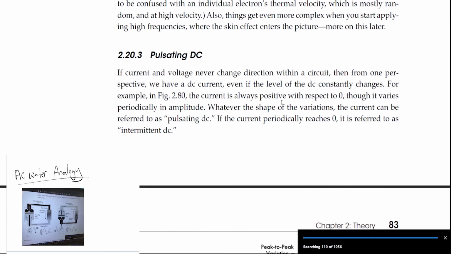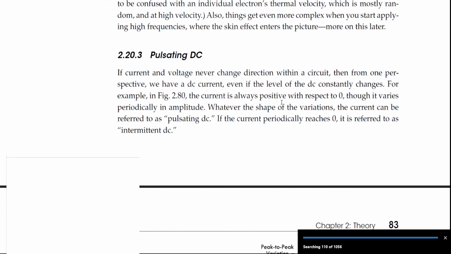So, for example, in figure 2.8, the current is always positive with respect to 0, though it varies periodically in amplitude. Whatever the shape of the variations, the current can be referred to as pulsating DC. If the current periodically reaches 0, it is referred to as intermittent DC, meaning that it's cutting out. Got it? So let's put pulsating DC, and then we've got intermittent DC.